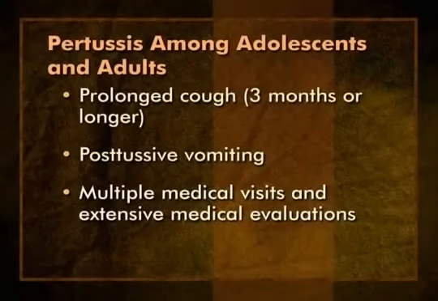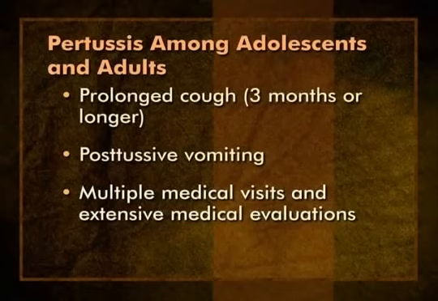Pertussis infection of an adolescent or adult can be asymptomatic, produce a mild cough illness, or can cause classic pertussis illness with severe cough and paroxysms. The illness can have a prolonged cough that can persist for 3 months or longer. Post-tussive vomiting may occur after a severe paroxysm of cough. Adolescents and adults often have multiple medical visits and may undergo extensive medical evaluation for the persistent cough before pertussis is even considered as the diagnosis.